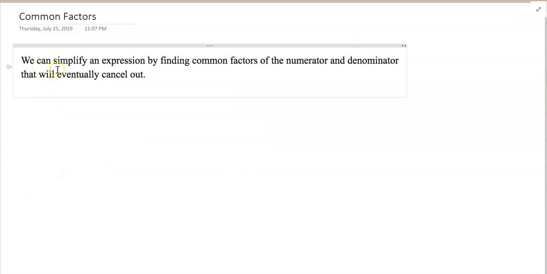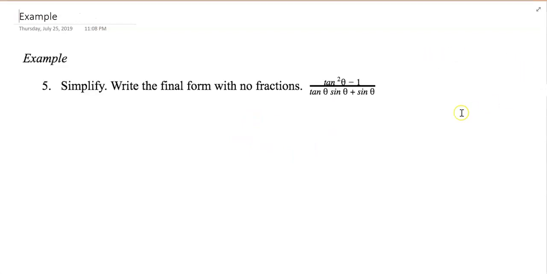Simplifying expressions using common factors. We can simplify an expression by finding common factors of the numerator and denominator, which will eventually cancel out. In all cases, we'll be using factors from the difference of squares. Remember that when we multiplied expressions which were conjugates of each other, we got an expression called the difference of squares. So if you factor a difference of squares, you will get the conjugates.